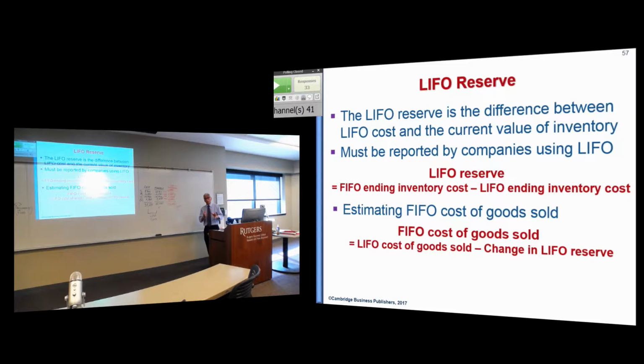So in order to help the analyst, you as accountants are required, and remember, we said that you have to provide information that allows users to make decisions. So we need to come up with a way to make the statements comparable. And what we do is we disclose what is known as the LIFO Reserve. Some people call it the adjustment to LIFO, some people call it the LIFO credit.